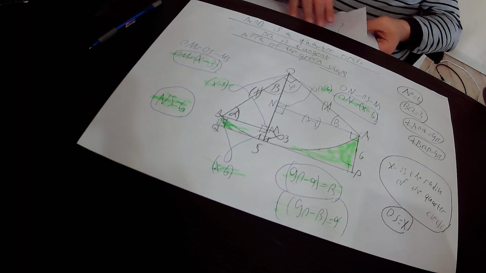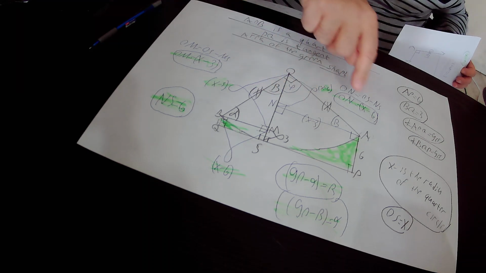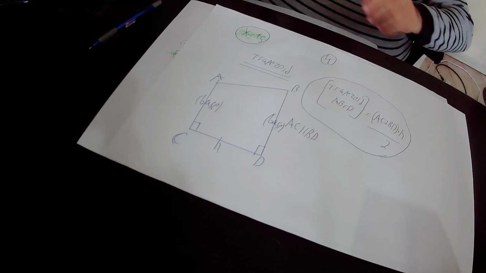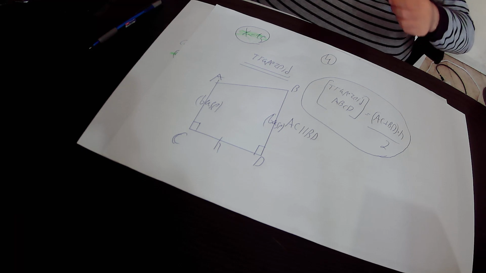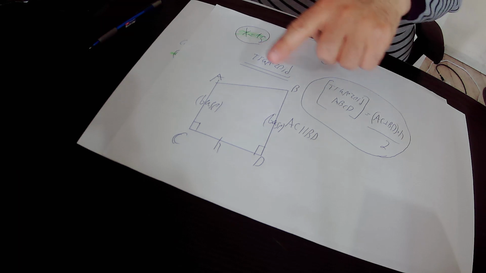Repeating again, we found out that the radius of this quarter circle, x, is equal to 15 units in length. X equals 15. In the next step, I presented to you the formula of a trapezoid. What is the area of the trapezoid?